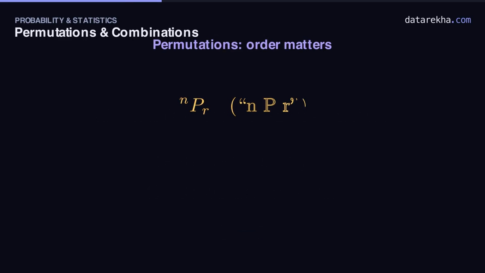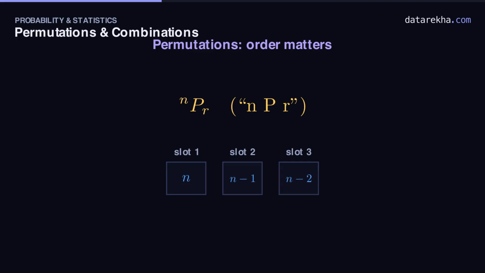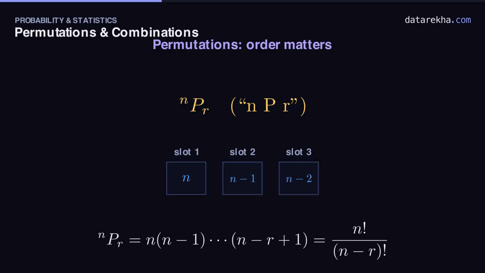Now permutations. When order matters, we count ordered arrangements. Suppose you have n distinct objects and you want to line up r of them in a row. Think of our slots. The first slot can take any of the n objects, but the second slot has one fewer to pick from. You already used one. The third has n minus 2, and so on. Multiply those shrinking choices together, and you get nPr. Written with factorials, it's n factorial divided by n minus r factorial.